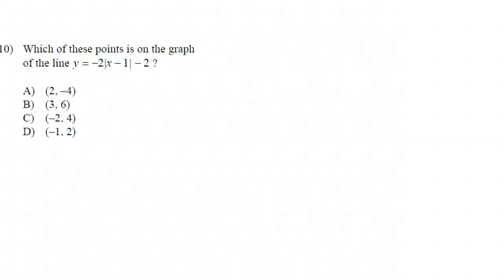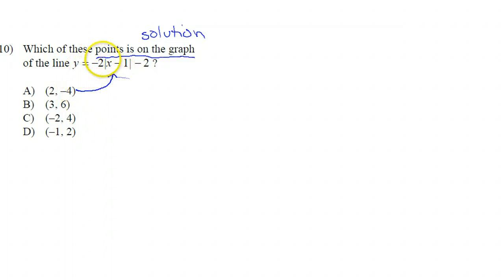All right, for number 10, it says, which of these points is on the graph of the line? So remember, and then they give us the absolute value equation here for the graph. And so if you remember again, the word point on a graph is the same thing as a solution. So all we have to do is substitute them and figure out which of these are a solution.